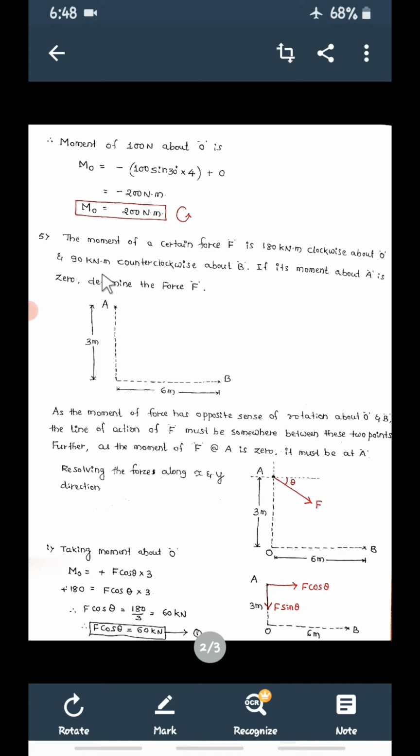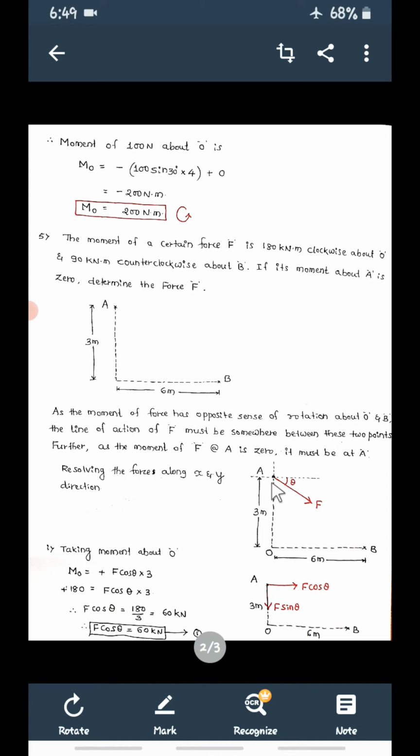Even if you provide vertical also, it will not satisfy these two conditions. So no doubt the force must be at A, but it should be inclined like this. Even if you provide horizontal, vertical, or downward force, or even a force like this, it will not satisfy. The only solution is that it is at A, but it should be inclined.